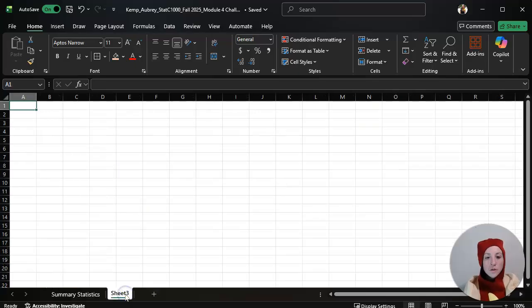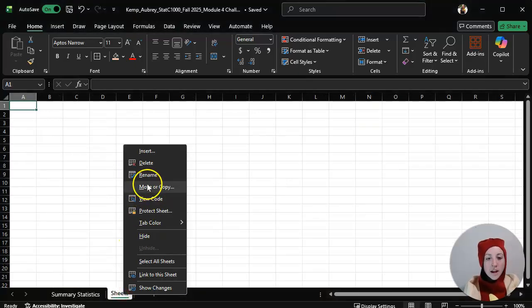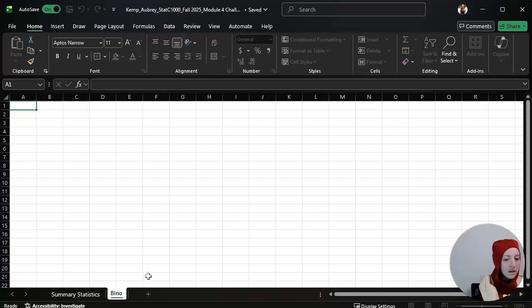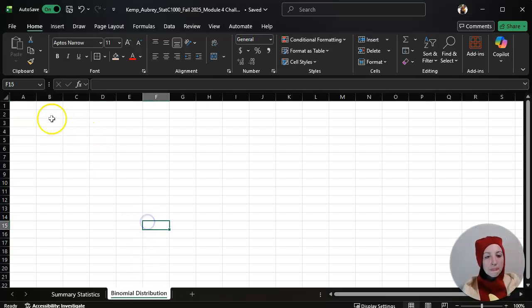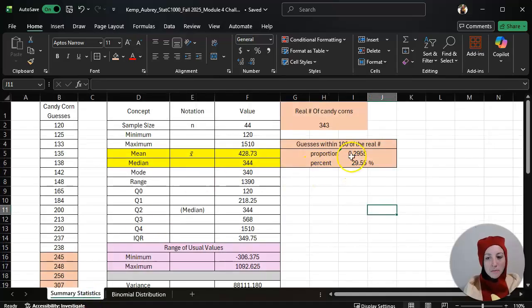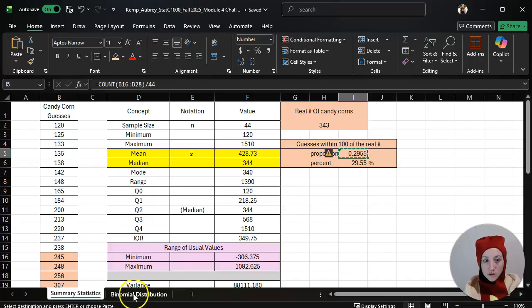I'm going to open a new sheet here, and I'm going to rename this to call it binomial distribution. And again, our proportion, which is the 0.2955, the number of you that guessed between 243 and 443.